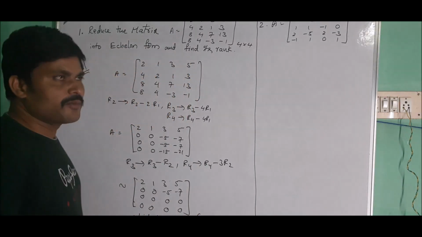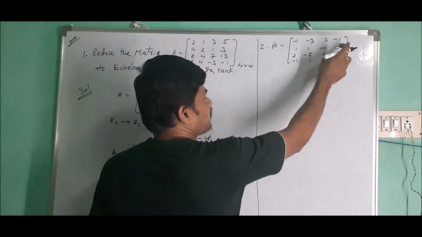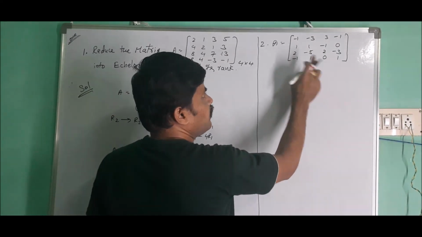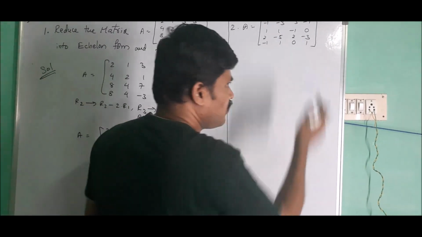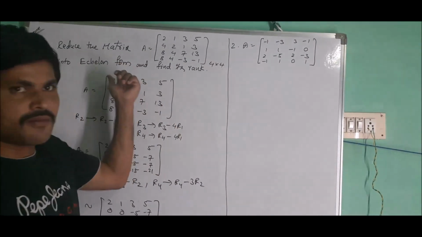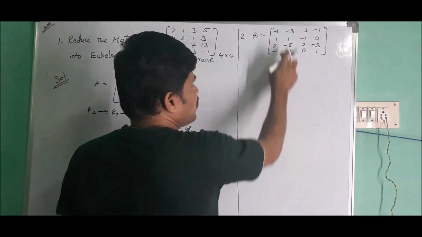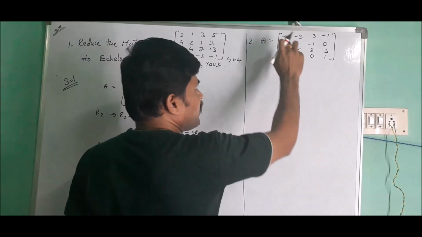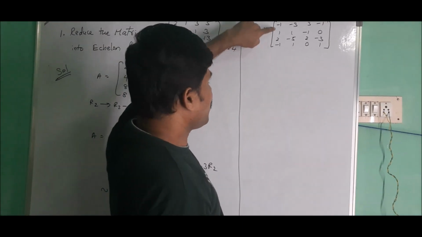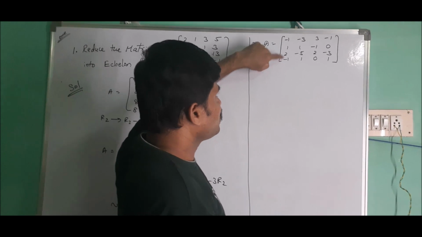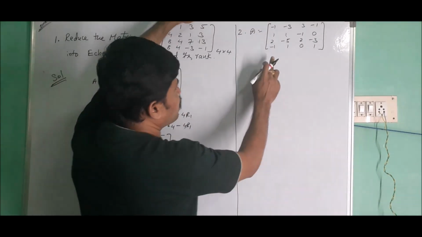Now the second problem is the matrix A equals minus 1, minus 3, 3, minus 1, 1, 1, minus 1, 0, 2, minus 5, 2, minus 3, minus 1, 1, 0, 1. Here also, first of all, it will be reduced into echelon form to find its rank. First we observe that in the given matrix, the first element of the first row is minus 1. Using this element, we make the first elements in the second, third and fourth rows zeros. We can apply elementary row transformations only.